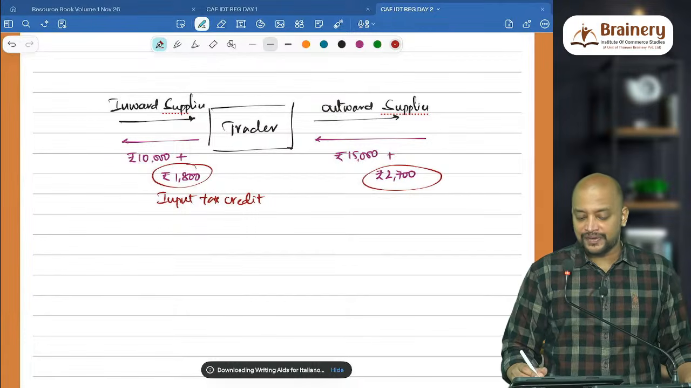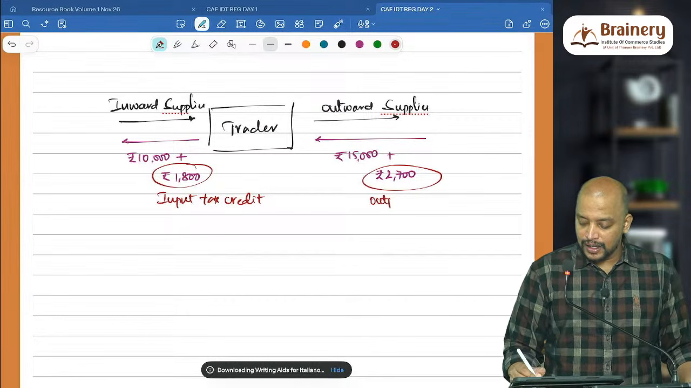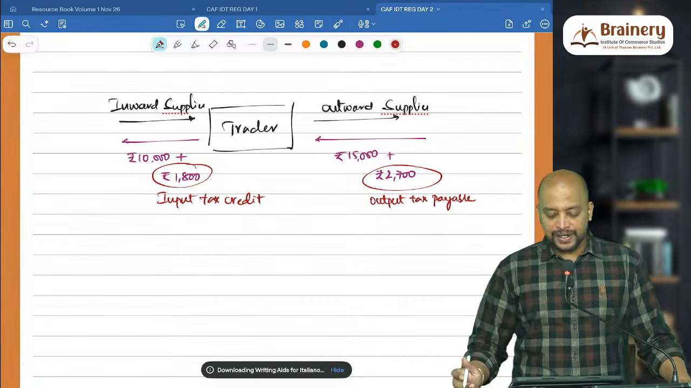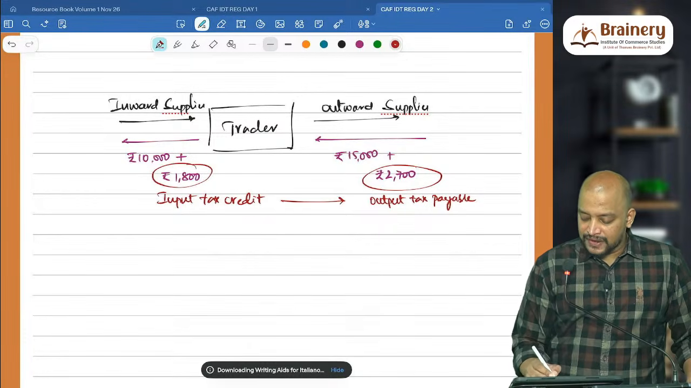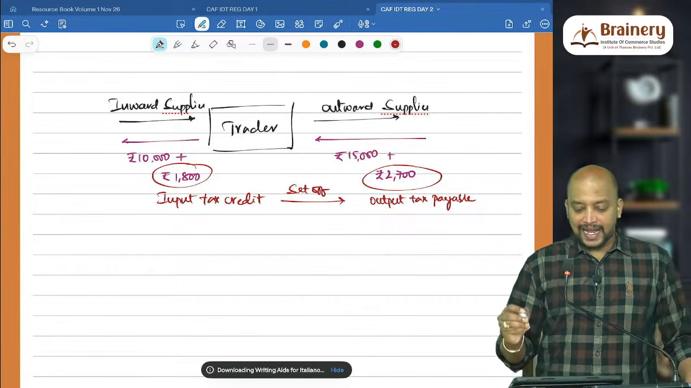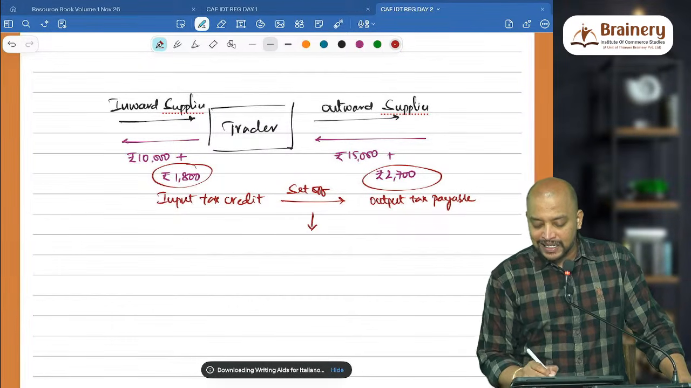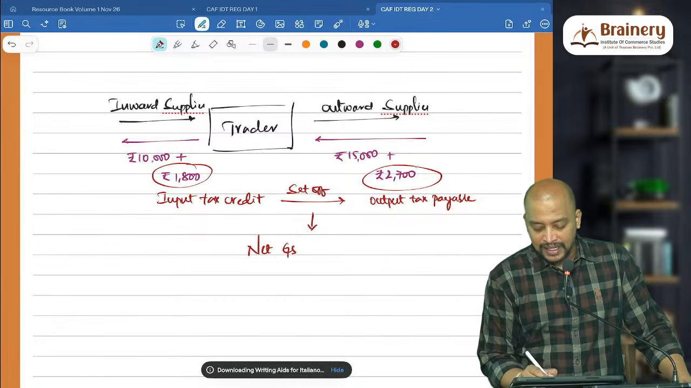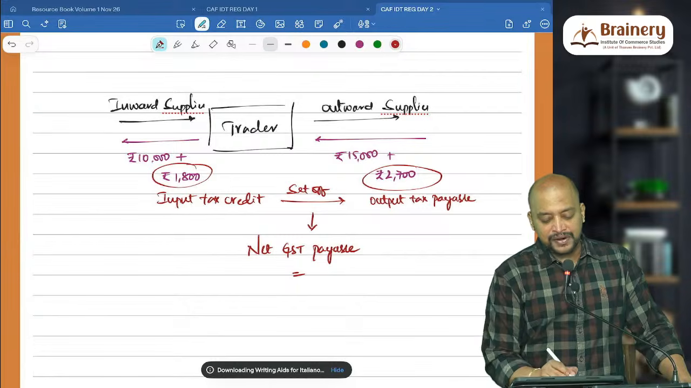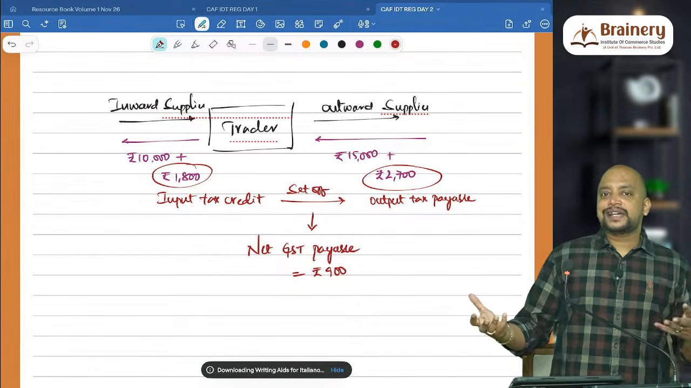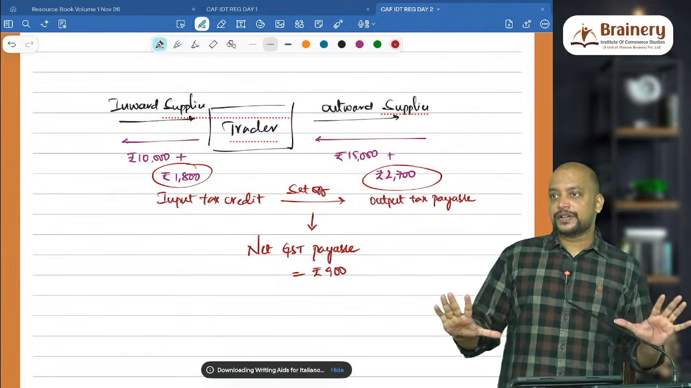What is this 2,700? Output tax payable. Output tax payable is 2,700. So this input tax credit we can set off against the output tax payable. Is it clear? So what will be the net GST payable to government? It will be 2,700 minus 1,800, that is 900. You can understand it anyway, but you need to understand this concept.